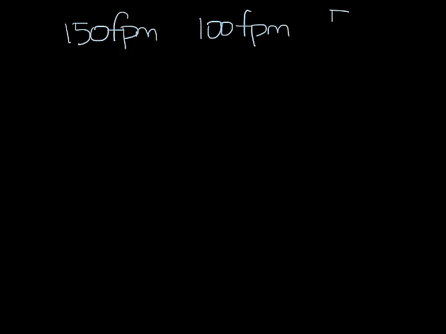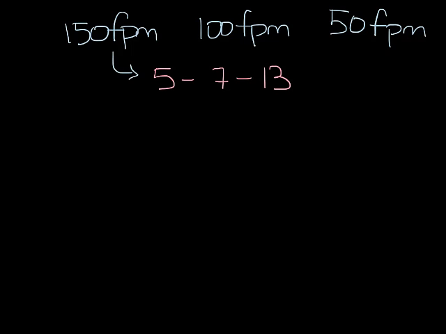Throw is measured at certain velocities. Per ASHRAE, we catalog throw at 150 feet per minute, 100 feet per minute, and 50 feet per minute. So you'll see catalog data that looks something like this, where the 5 is 150 feet per minute, the 7 is 100 feet per minute, and the 13 feet is 50 feet per minute. You may also see something like T50 equals 13, and that means that the 50 feet per minute throw is 13.